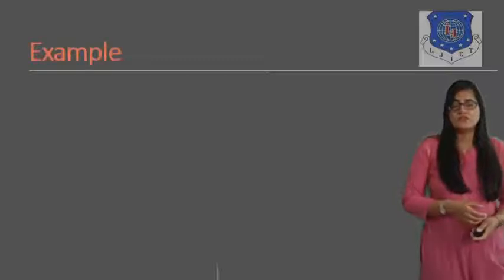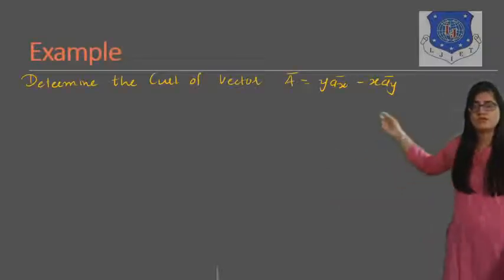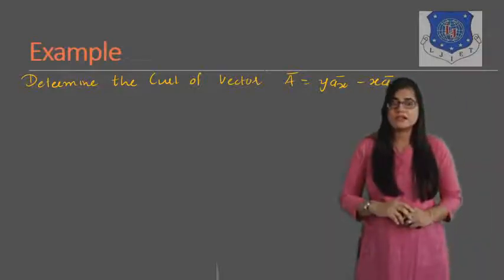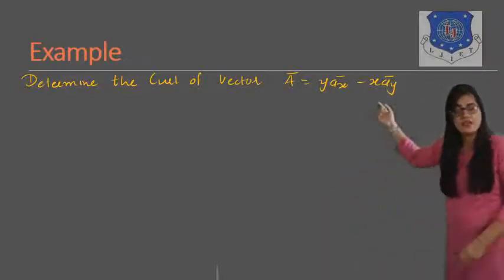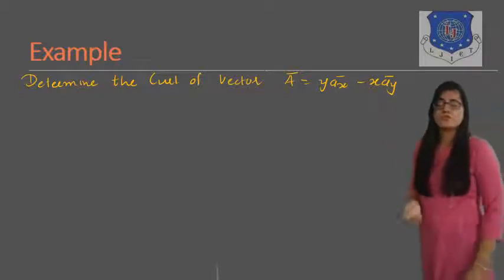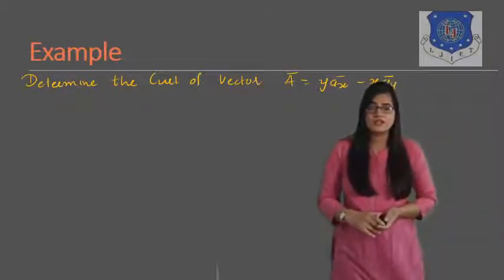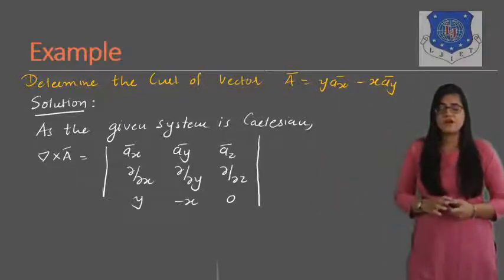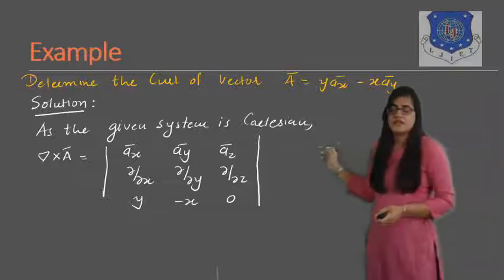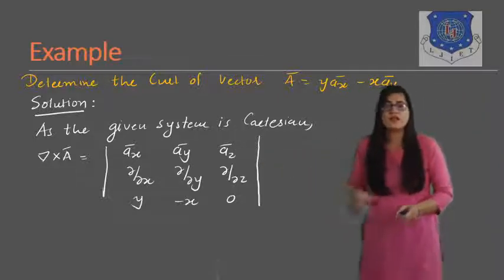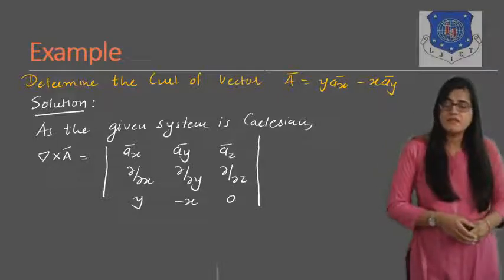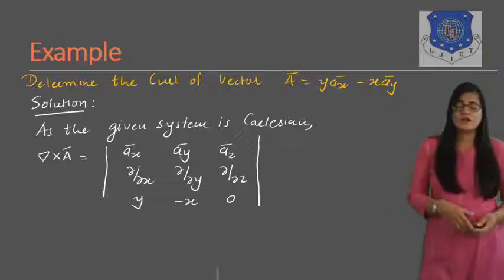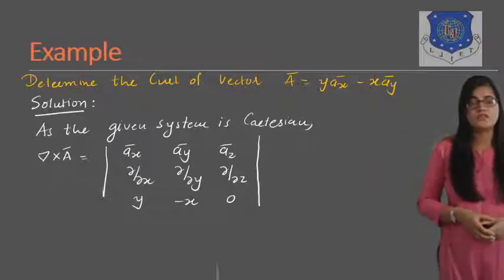So the same we can use for this example. According to this, let's do one example for the curl. Here in the problem statement, vector A is given as y ax minus x ay. You have to determine the curl of vector A. As the given system is Cartesian, you have to find del cross A, that is ax, ay and az in the first row, del by del x, del by del y and del by del z in the second, and the third row is y, minus x and 0. So let's do the determinant.